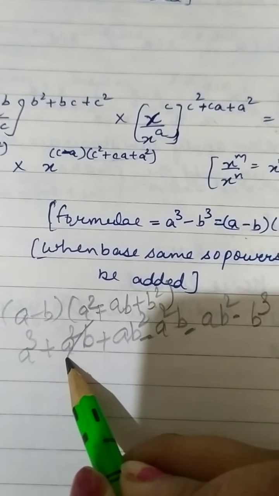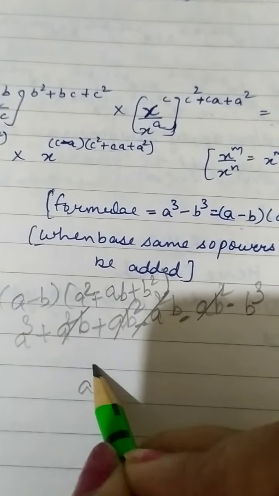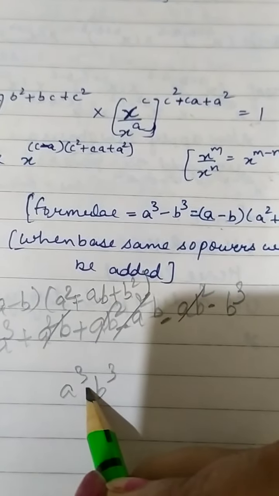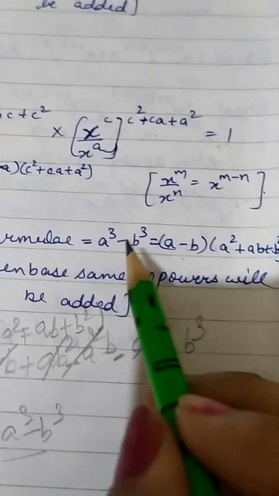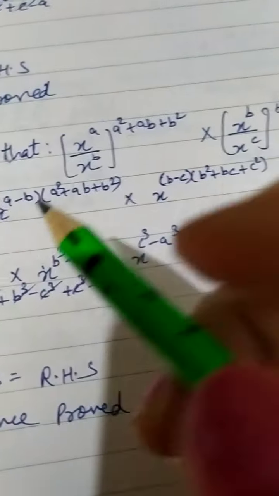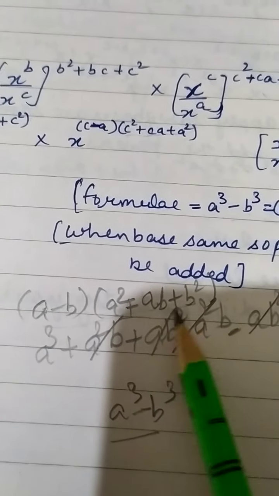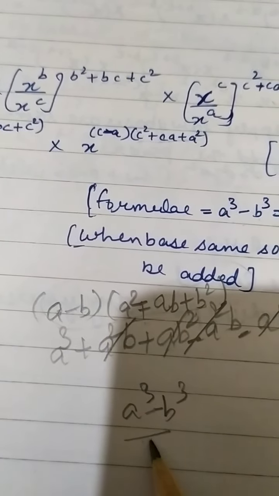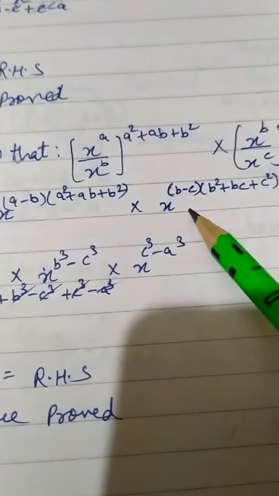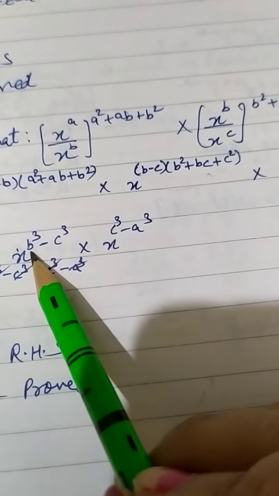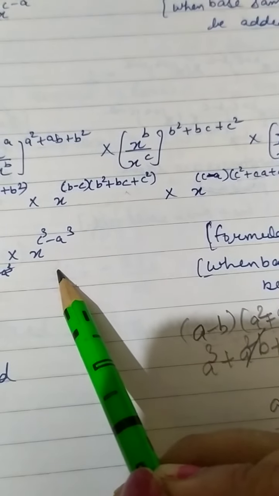This a square b is plus and this a square b is minus. This ab square is plus and this is minus. So what is left? a cube minus b cube. So this is the formula: a minus b into a square plus ab plus b square equals a cube minus b cube. So we have the same condition here. Can we write this as a cube minus b cube? Isn't it? Like this. And this whole as b cube minus c cube, and this whole as c cube minus a cube. Got it?